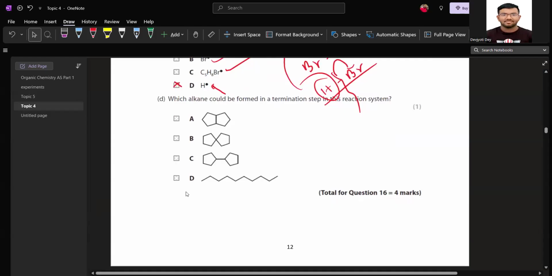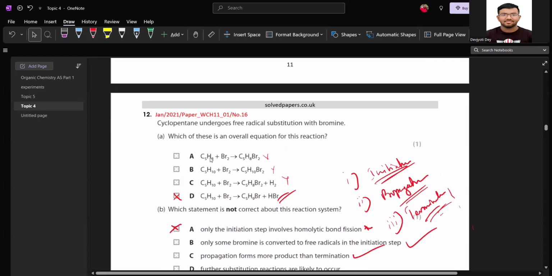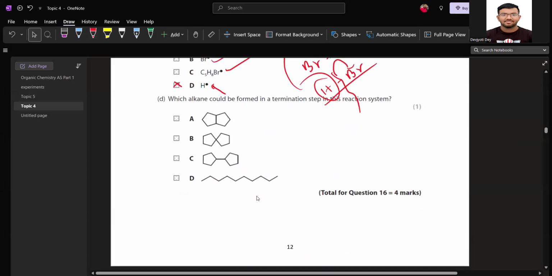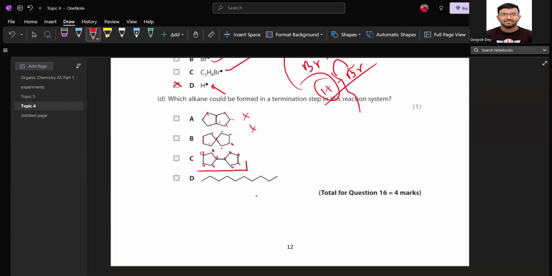Which alkane could be formed in a termination step in this reaction system? All right, if you check out A, B, C, you have C5H10, so C5H9, alkane they say, right? So let's check out the number of carbons. We have 1, 2, 3, 4, 5, 6, 7, 8, 9. So that's not correct. 1, 2, 3, 4, 5, 6, 7, 8, 9. So that's not correct either. So 1, 2, 3, 4, 5, 6, 7, 8, 9, 10. Yes, there are 10 carbons here.